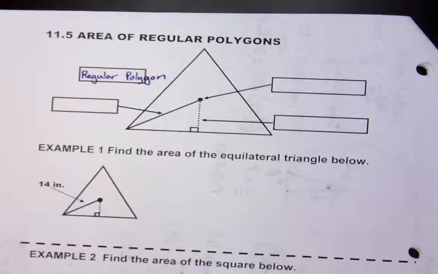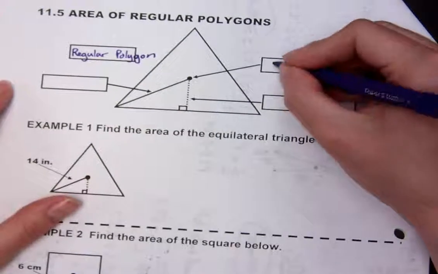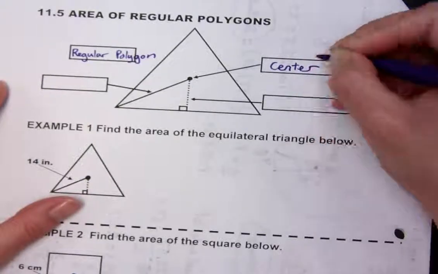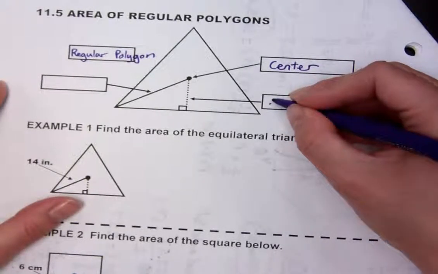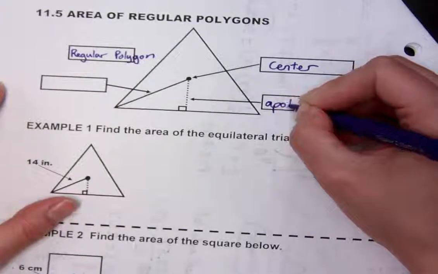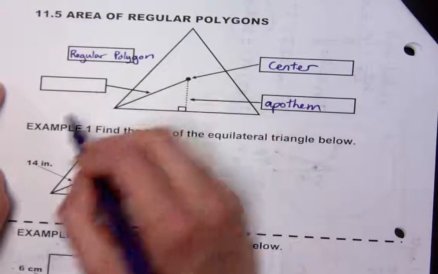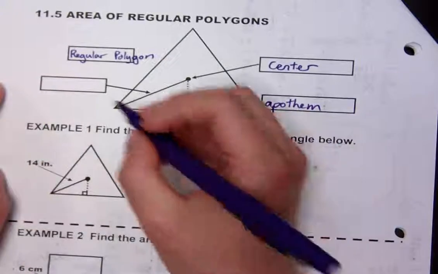Alright, so the words we're labeling are center, radius, and apothem. Center is the dot. So what's this box here? Apothem. And what's this one here? Radius, yep.